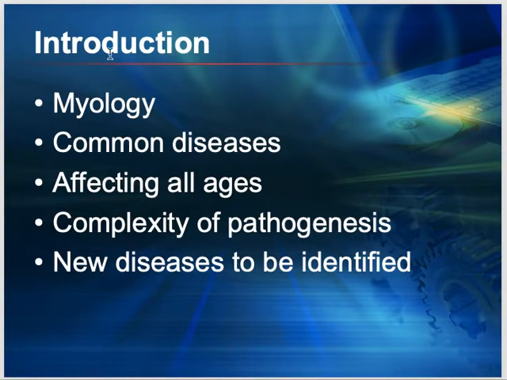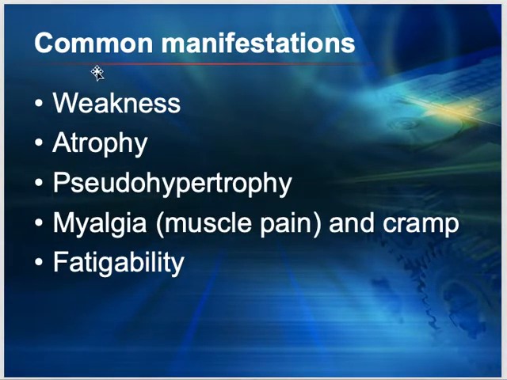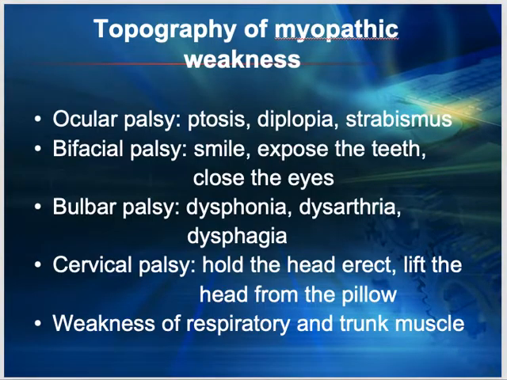Now, this is a general introduction about all these things. They affect all ages, there is complex pathogenesis, and new diseases are still to be identified. Common manifestations are weakness, atrophy, pseudohypertrophy, I will explain this, myalgias or muscle pains and cramps, and fatigability.